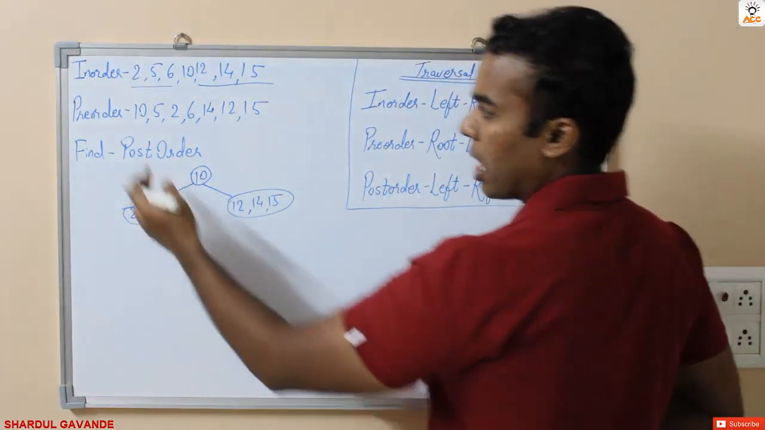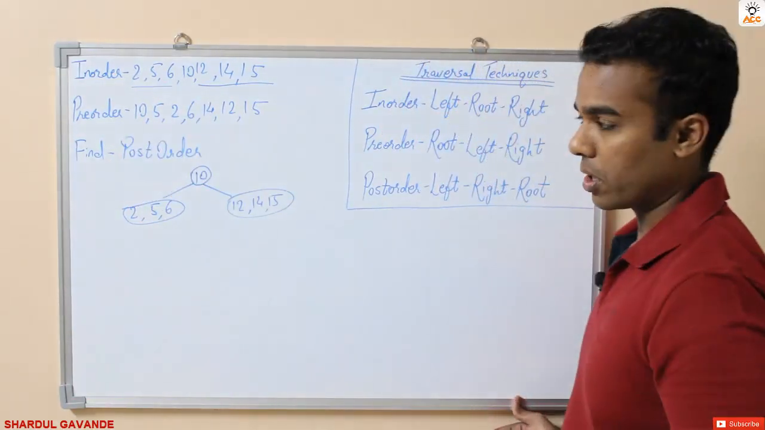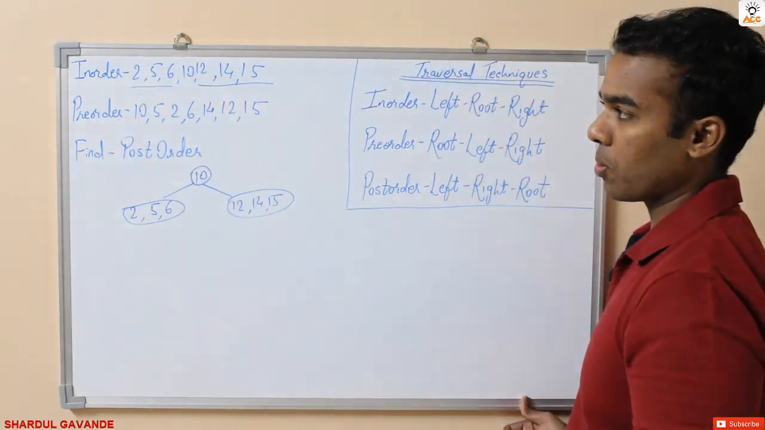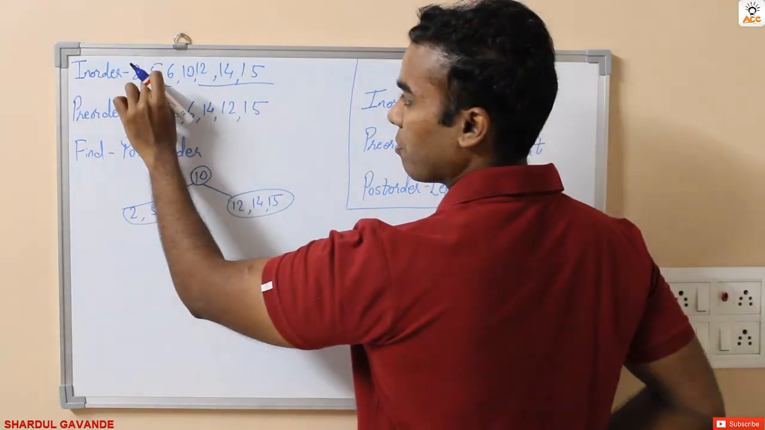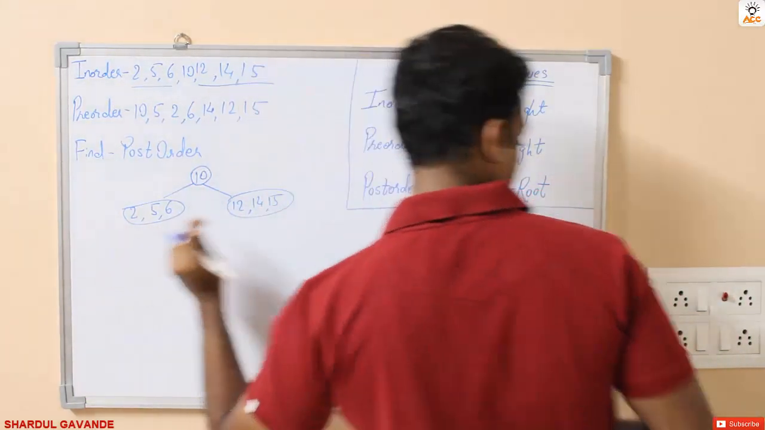Proceeding further, again I will check in the pre-order the next root, which is 5. Okay, so check this 5 again in the in-order sequence. So where do I have my 5? I have my 5 over here. So the next root would be 5.